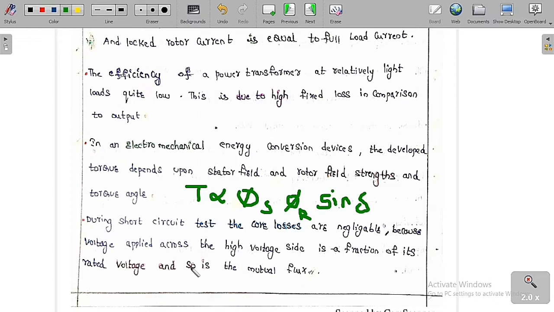So whatever current is required, the rated current, you get only at a very small fraction of the rated voltage. As the voltage itself is very less, the core loss is also very less, because the core loss is a function of the applied voltage. So we are going to neglect it. Whatever the losses are, they are nearly equal to the copper losses. So during the short circuit test, the core losses are negligible, because the voltage applied across the high voltage side is a fraction of its rated voltage, and so is the mutual flux.